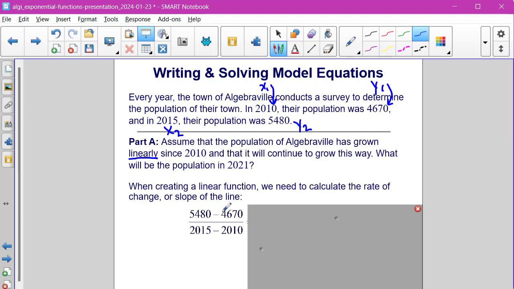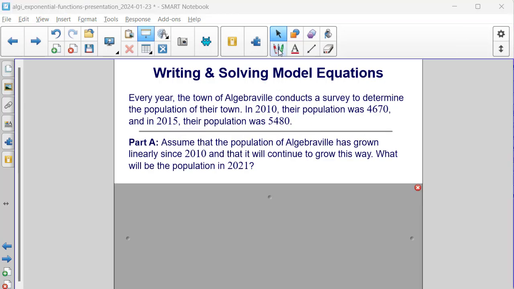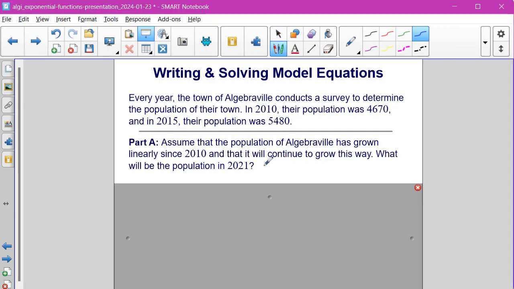If we do the subtraction, we're going to have 810 in the numerator and 5 in the denominator. And when we do the division, it'll end up simplifying to 162 people per year. We've just found that the slope, or rate of change in this application problem, is equal to 162 people per year.